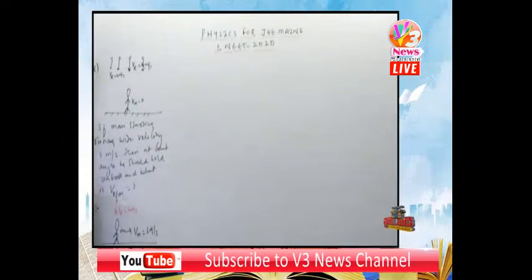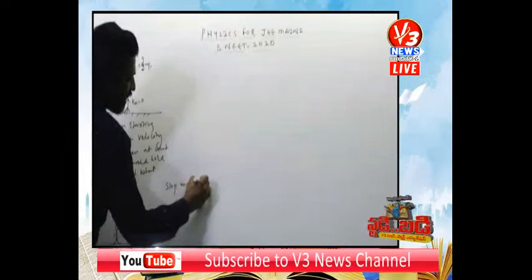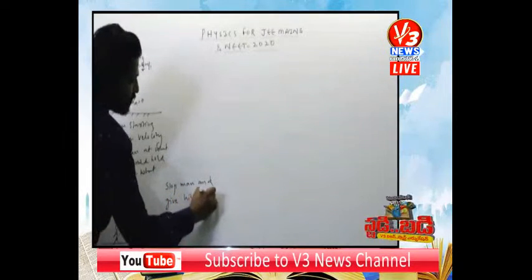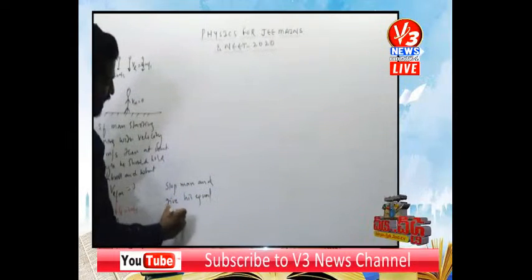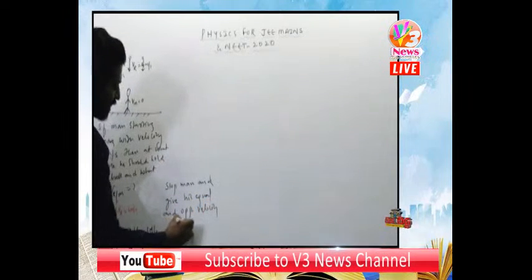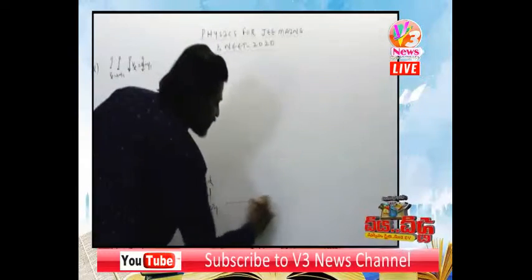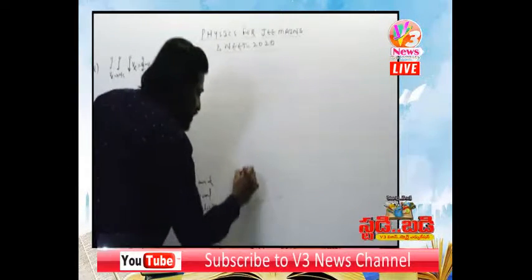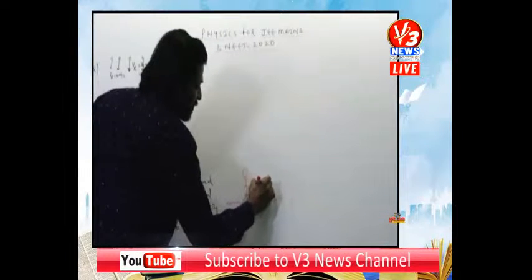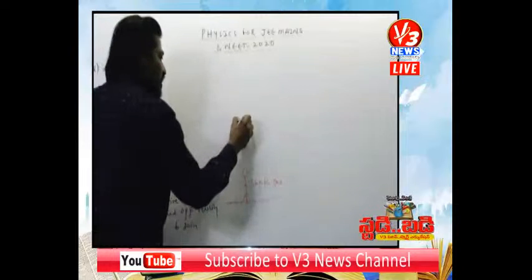What does our basic logic say right now? Stop the man and give his equal and opposite velocity to the rain. So now I am stopping the man. This is the situation which I am drawing right now with a red pen. This is your person. I am stopping the person, and the velocity of rain is in the downward direction.